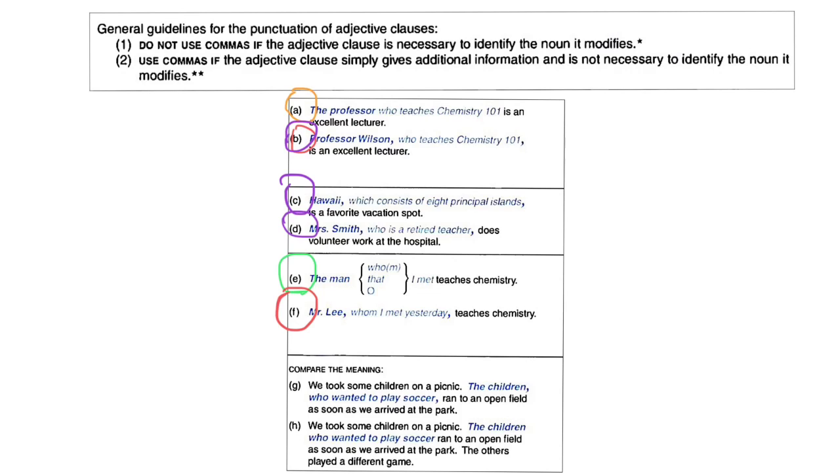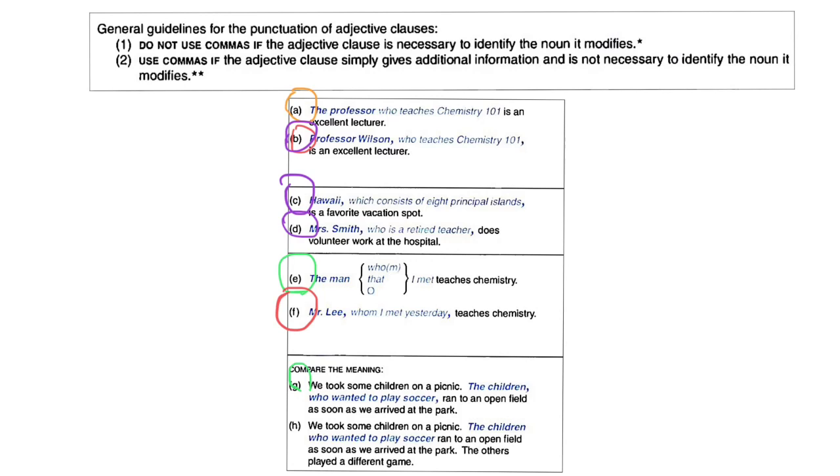Now, let us compare the meaning of these two sentences. We took some children on a picnic. The children, who wanted to play soccer, ran to an open field as soon as we arrived at the park. And we took some children on a picnic. The children who wanted to play soccer ran to an open field as soon as we arrived at the park. The others played a different game.